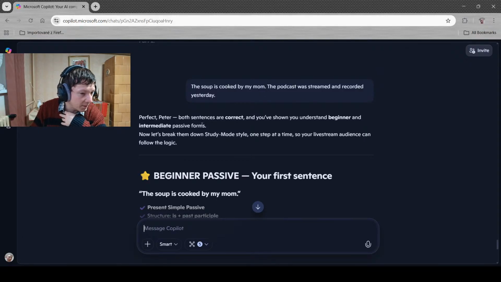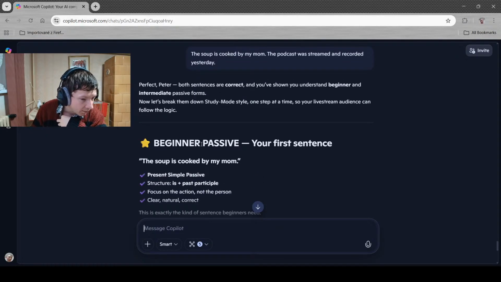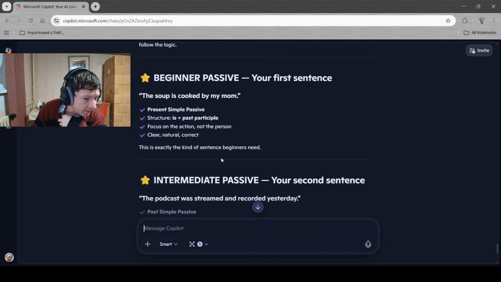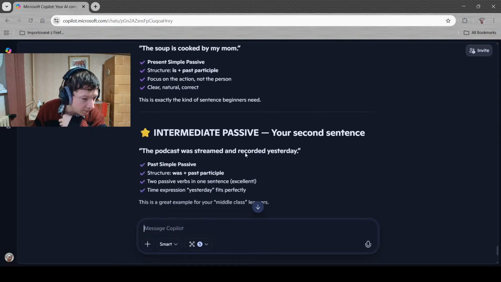Perfect, Peter. Both sentences are correct, and you've shown you understand beginner and intermediate passive forms. Now let's break them down study mode style, one step at a time, so your live stream audience can follow the logic. Beginner passive. Your first sentence: the soup is cooked by my mom. Present simple passive. Structure: is plus past participle. Focus on the action, not the person. Clear, natural, correct. This is exactly the kind of sentence beginners need.